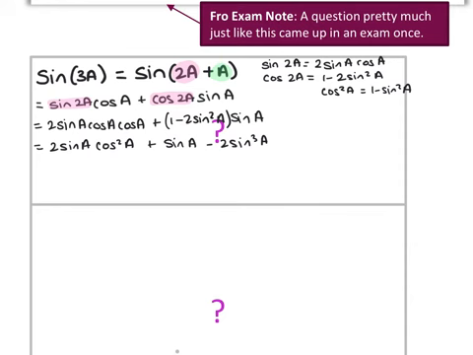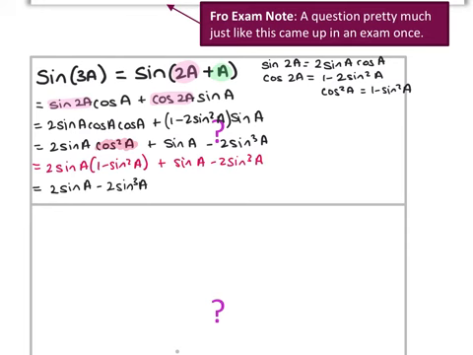So again, I'm now going to substitute in for cos squared a. So this equals 2 sine a, and cos squared we know is 1 minus sine squared a. And then we still have plus sine a minus 2 sine cubed a. So if I expand and simplify, I'm going to get 2 sine a minus 2 sine cubed a plus sine a minus 2 sine cubed a.